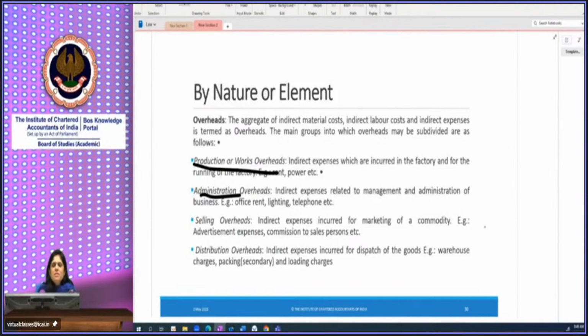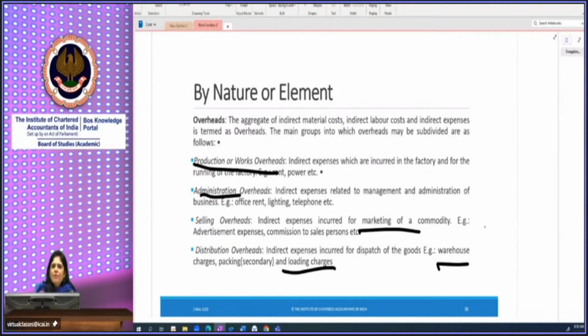Administration overhead means office expenses, office rent, office telephone, office salaries, administration. Selling means which is happening for marketing of a commodity. Advertisement, salesman commission, they are all the selling department expenses. All are indirect again. Distribution, that means logistics. Clear? Warehouse charges, loading, unloading, packing, all are distribution.